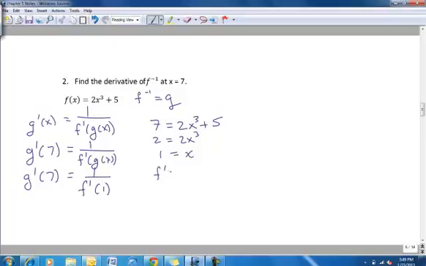So once I've done that, f prime is equal to 6x, and this does perfectly fit the u prime over u pattern. You plug in a 1, obviously you get 6. So the answer to g prime of 7 is 1/6. ln of x squared plus 2x. Hopefully you're getting the hang of this.